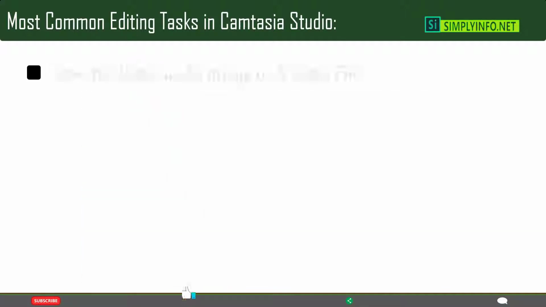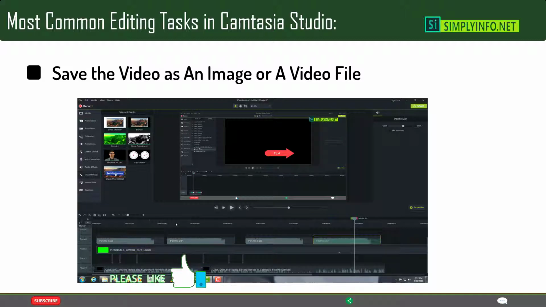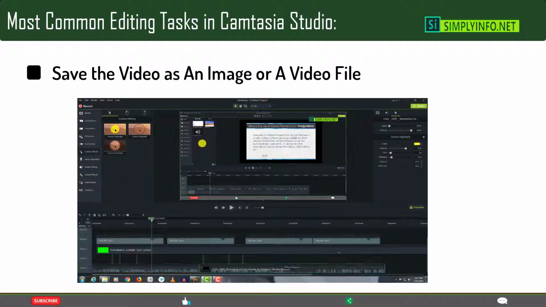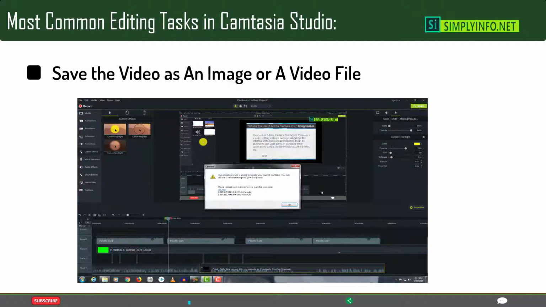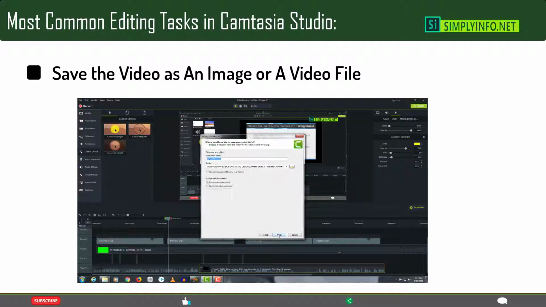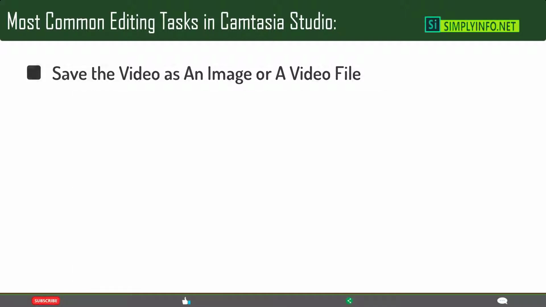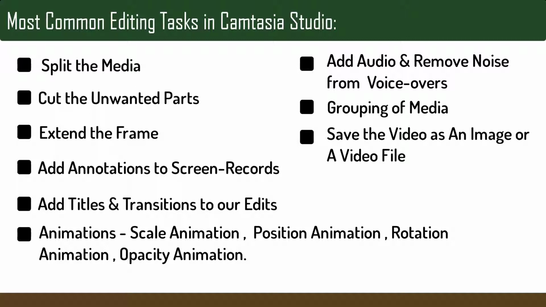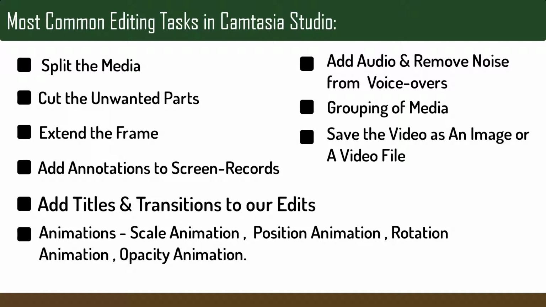And ultimately, when everything is complete, total editing is completed, we save the video as an image or we save the video as a video file. These are the different types of editing tasks we do very commonly in Camtasia Studio.